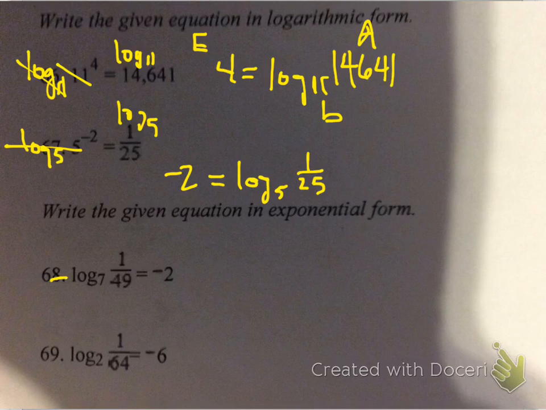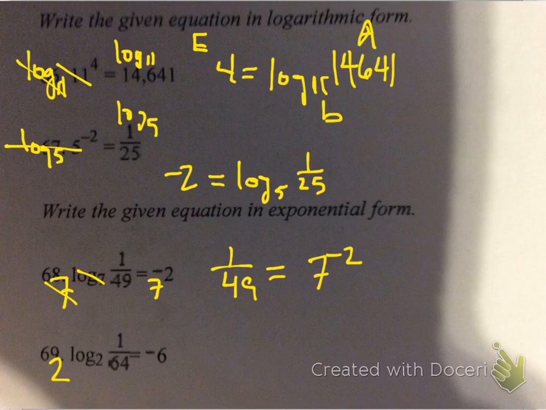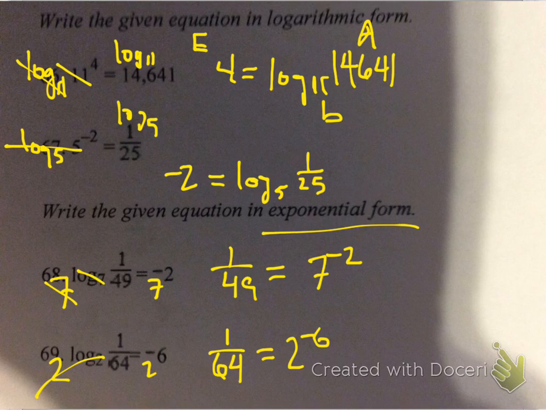Go in reverse. You see the 7, put a 7. These cancel out, leaving you 1 over 49 is equal to 7 to the negative 2. You see a 2, put a 2. These cancel out, leaving you 1 over 64 equals 2 to the negative 6. Keep in mind that these are talking about switching the form, so you just got to make some changes. And there you go with those.